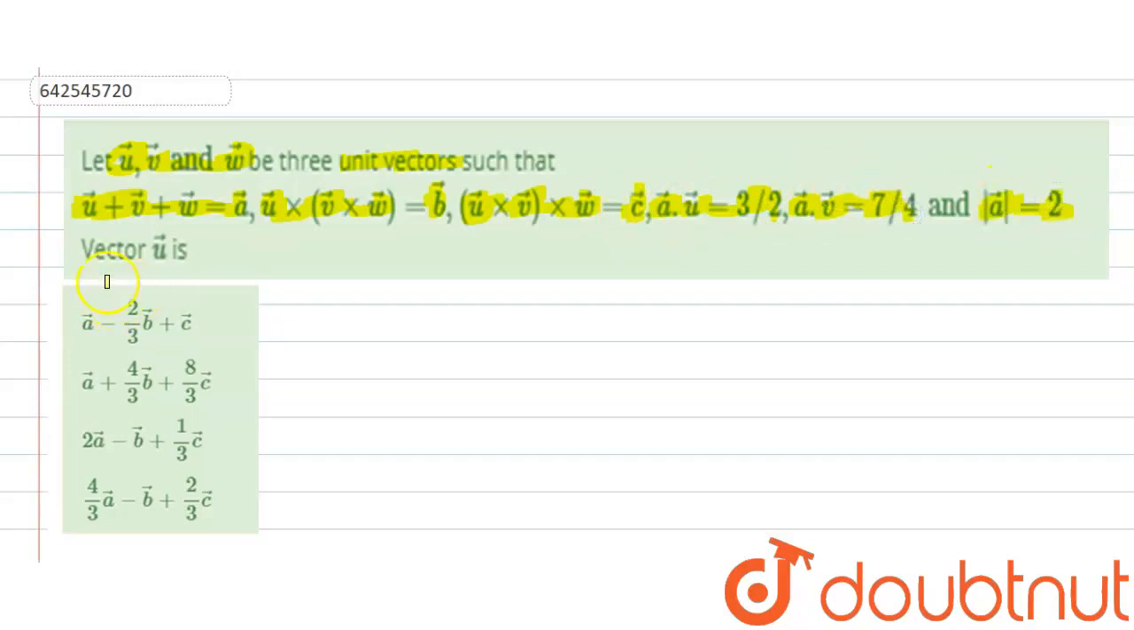of a vector is equal to 2. We have to find the value of u vector. Option 1 is given, as well as options 2, 3 and 4. So let us solve the problem and then after we will make the solution.